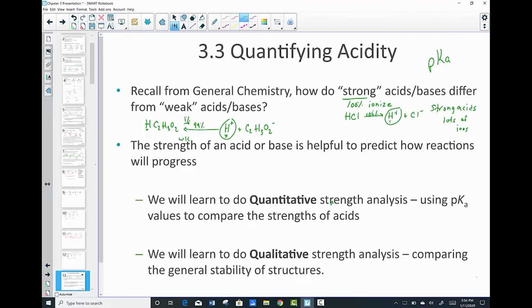Is the negative charge being able to be strengthened or stabilized? And so we'll, again, do that next chapter, qualitatively. In this section, we're going to do it quantitatively. pKa charts out and ready.